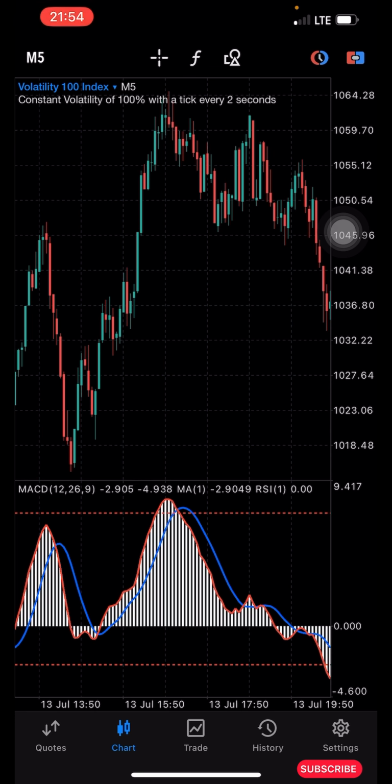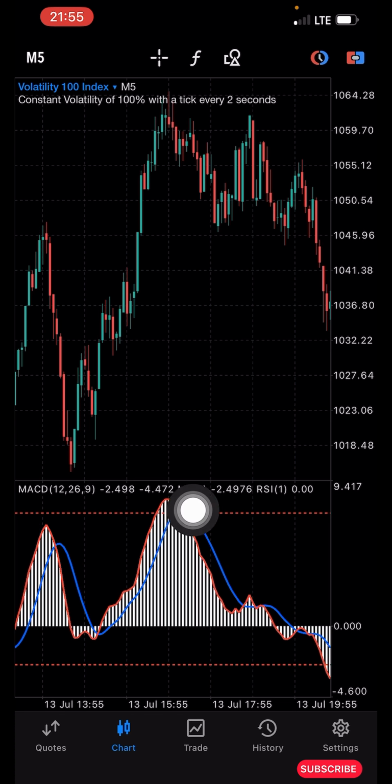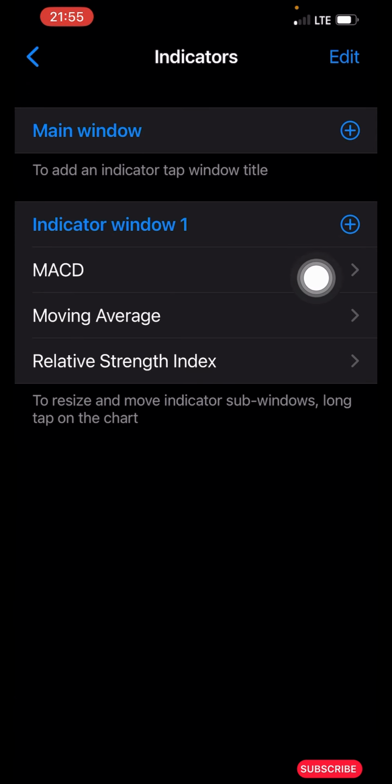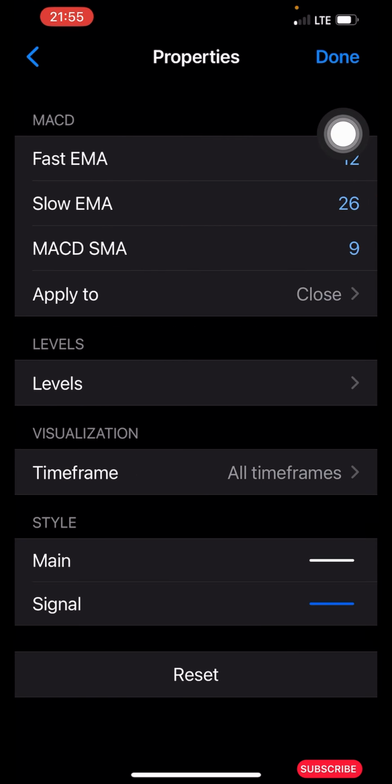Before I do that, I'm going to quickly share with you guys this simple indicator setup. Then after that, I'll be explaining to you guys how you can identify the change of trend. The first thing you do here is to click on this F icon. After clicking on that, you search for the MACD, which is our first indicator. But before you search for the MACD, you click on the main window plus icon here. You search for your MACD. These are the properties. The fast EMA is 12, the slow EMA is 26, MACD SMA is 9. The apply to is close. The level, we leave it as it is.